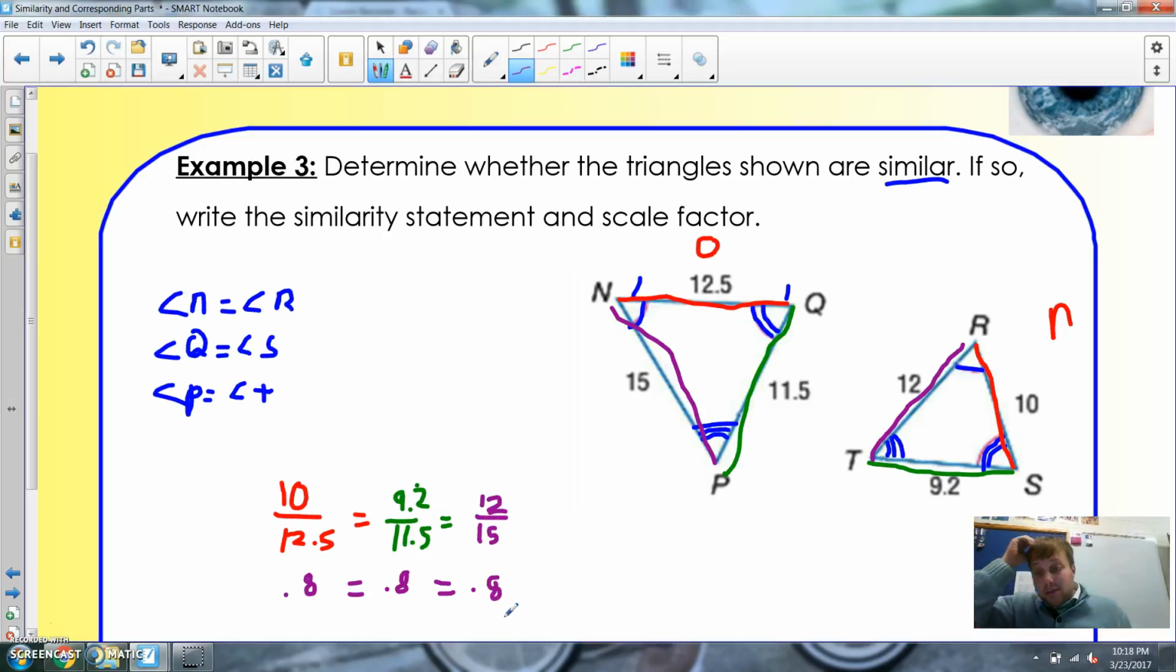They are all the same scale factor, so that means they all were blown up the same. Therefore, they were similar. So similar, so it says, if so, write the similarity statement.